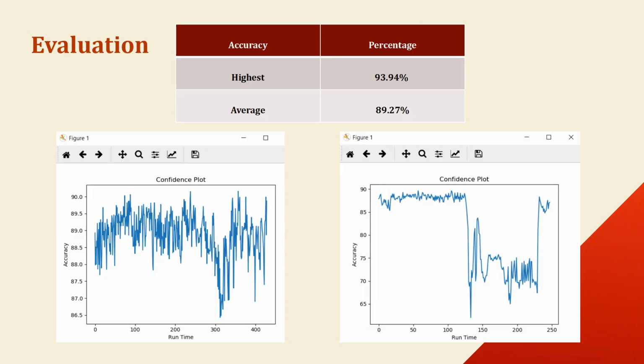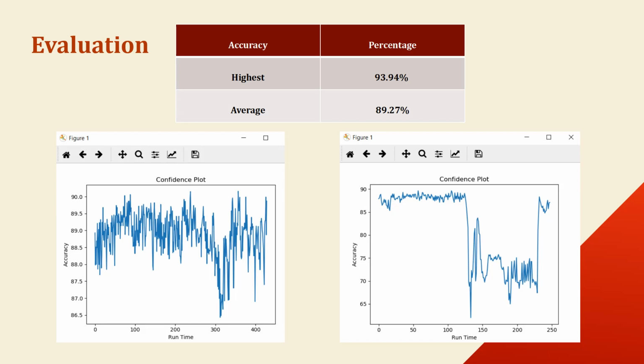As I told you before, the highest I have achieved with this is around 94%. The average is around 89%, and on the left hand side of the image you're going to see a confidence plot generated by the algorithm. When the user just looks into the webcam for a certain amount of time, you can see that the average score in there is pretty high.